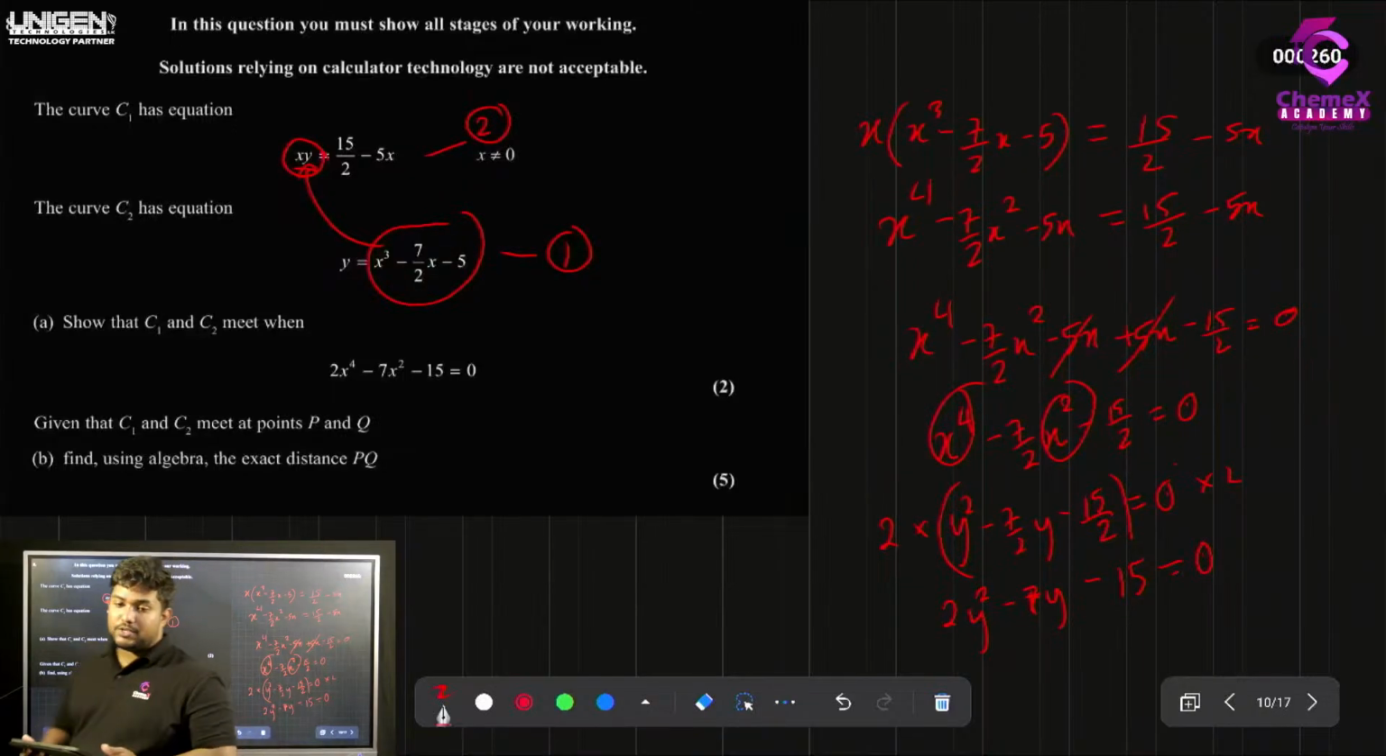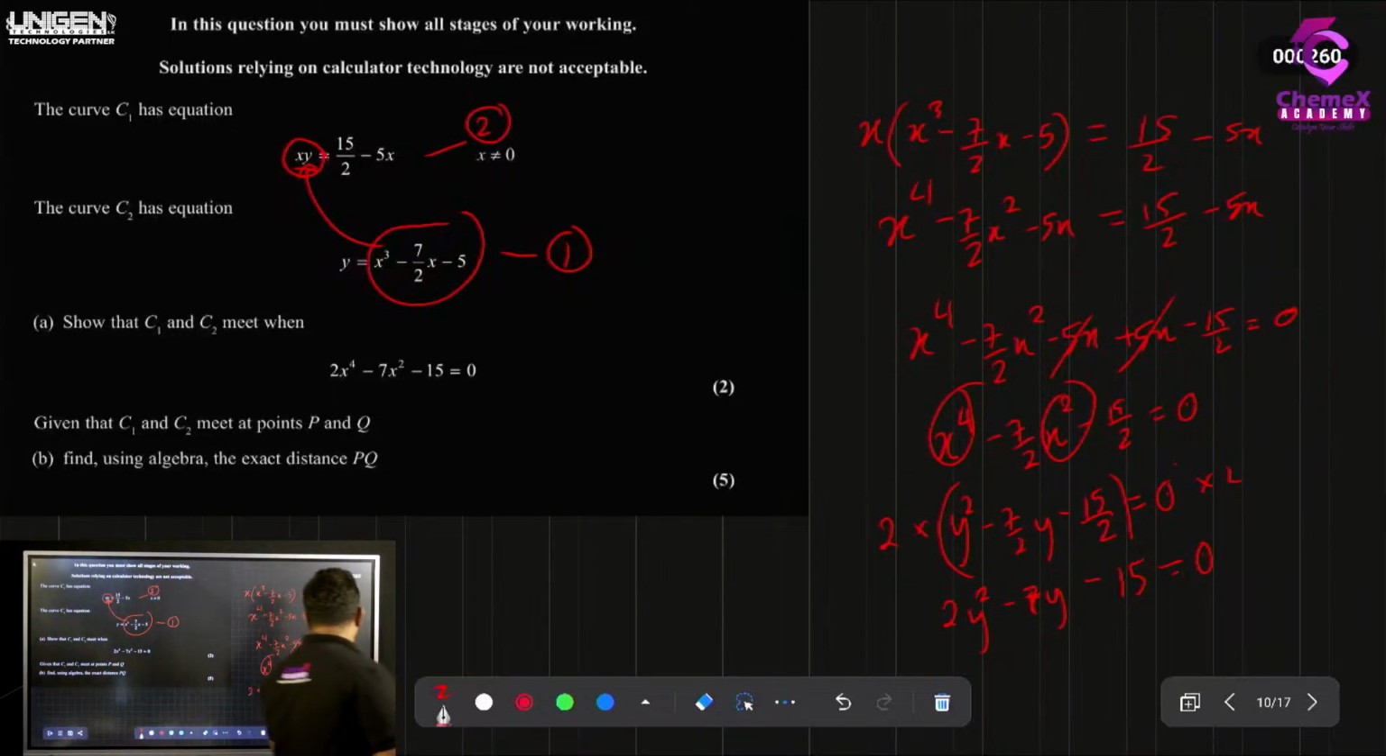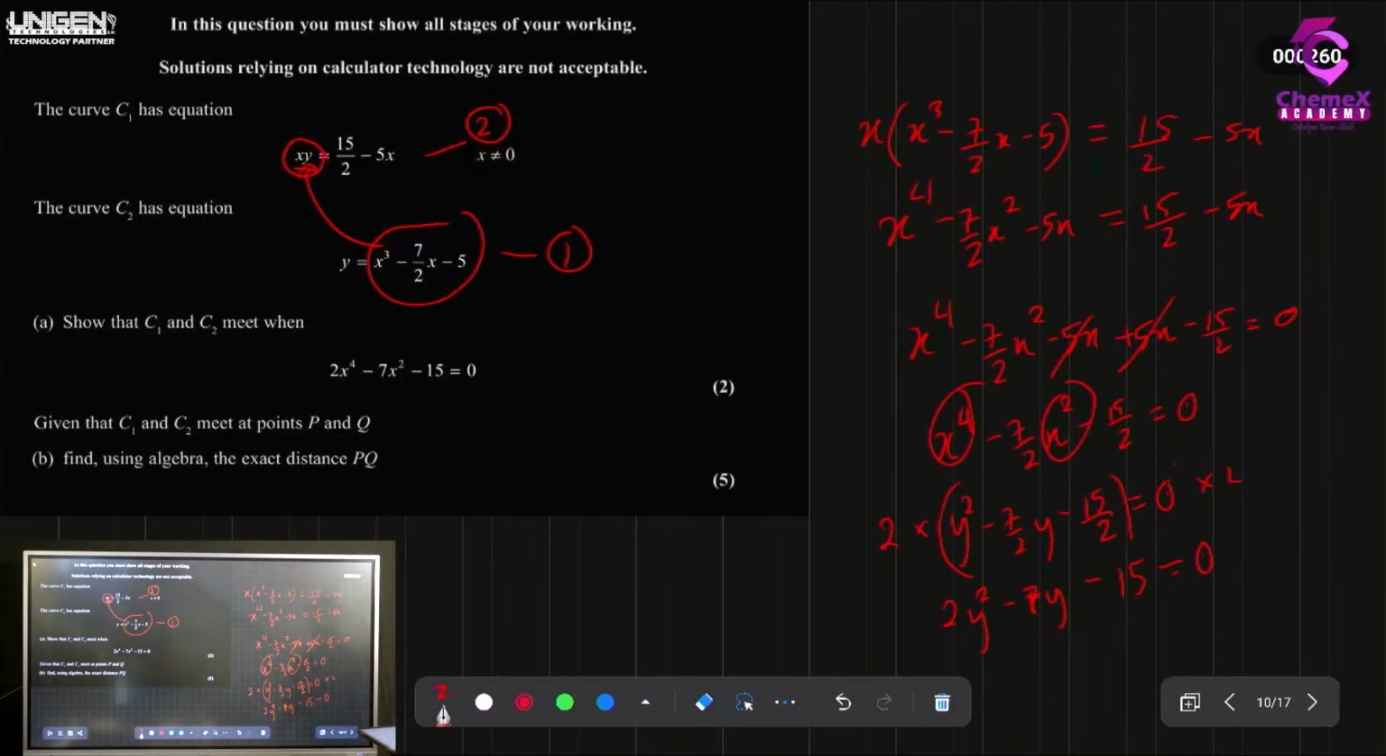Any questions, Nidushan? No, sir. Given that C1 and C2 meet at P and Q, using algebra, find the exact distance of PQ. How do you find it?